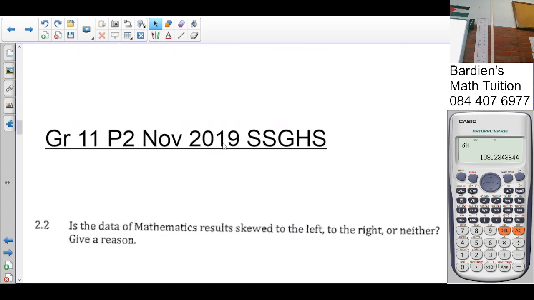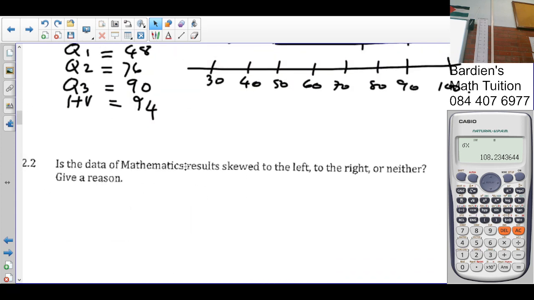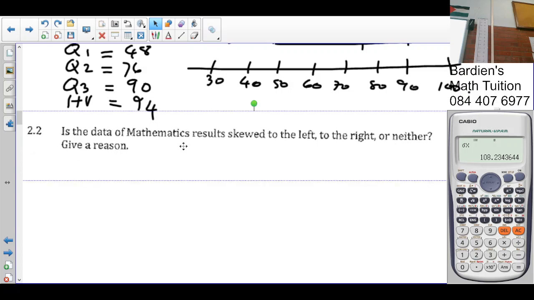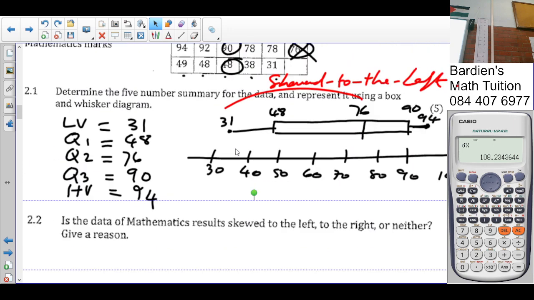The next question. 2.2: is the data of the mathematics results skewed to the left, right, or neither? In this case, I will just explain it is skewed to the left. Give a reason for your answer. As I said, the minimum to the median is larger. That range is larger than from the median to the maximum. Okay.